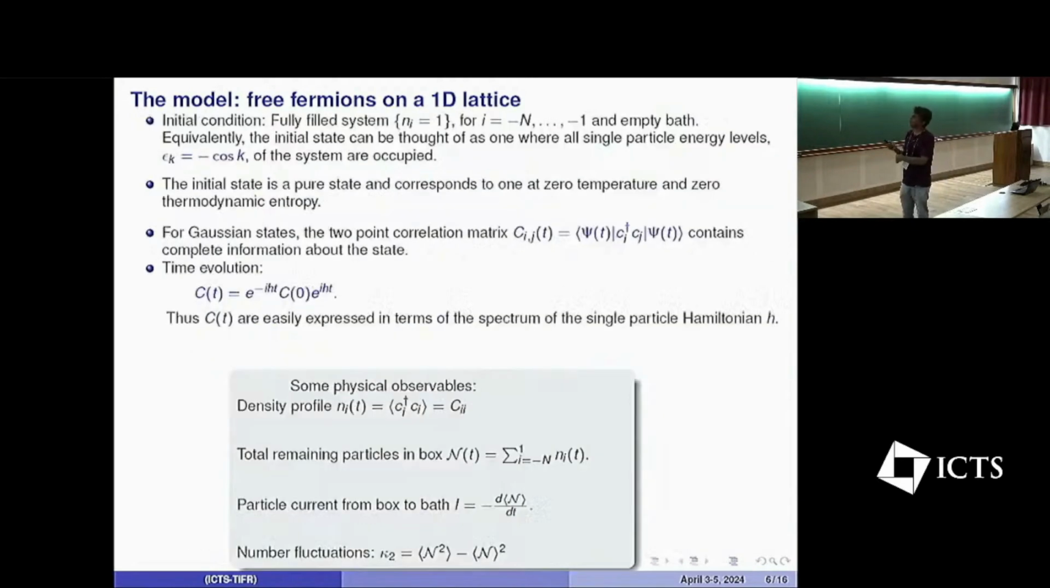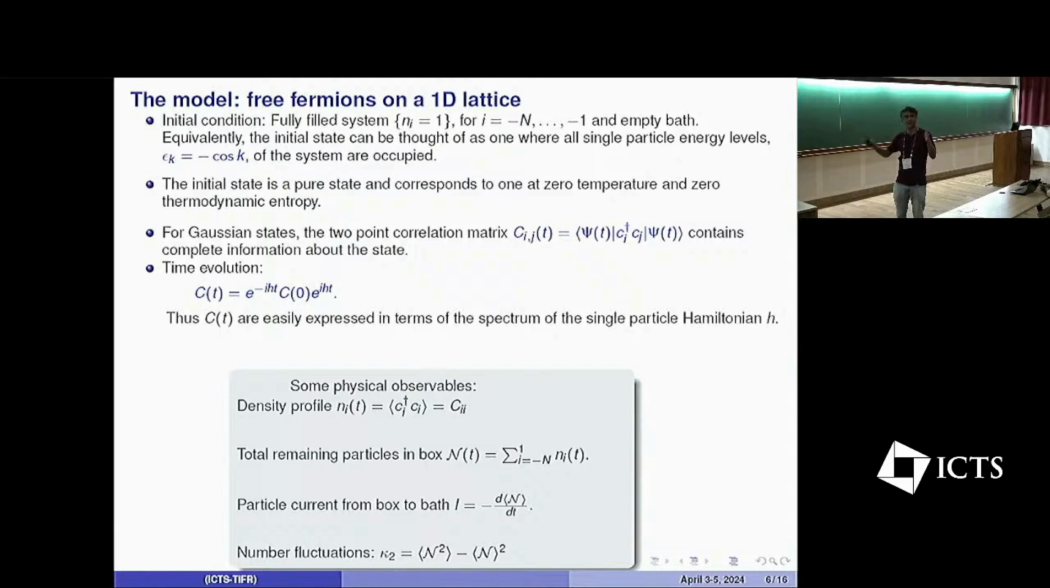Okay, because it's free fermions, it turns out that it's very easy to do calculations, even of entanglement entropy, which is normally difficult. So basically one has to look at the 2-point correlation matrix. The system is always in a pure state, and you can compute this 2-point correlation matrix. And this correlation matrix evolves in a very simple way. Okay. And from this correlation matrix, you can compute various things like what is the density profile.